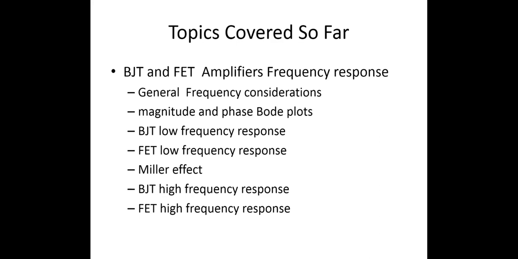Before moving on to the high frequency response of these amplifiers, we discussed the issue of Miller effect capacitance, which arises due to the capacitance between the input and output nodes of an amplifier. And then we discussed the high frequency response of BJT amplifiers and that of FET amplifiers. This concludes our chapter 9.